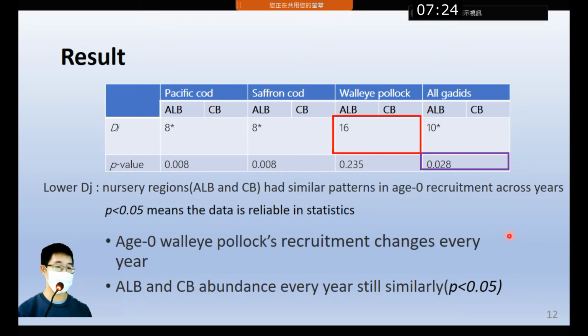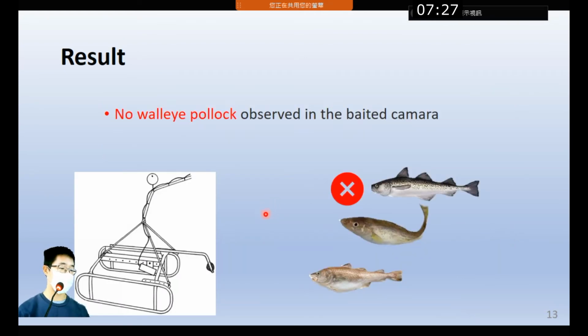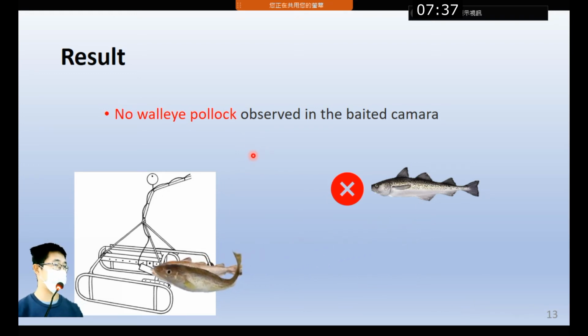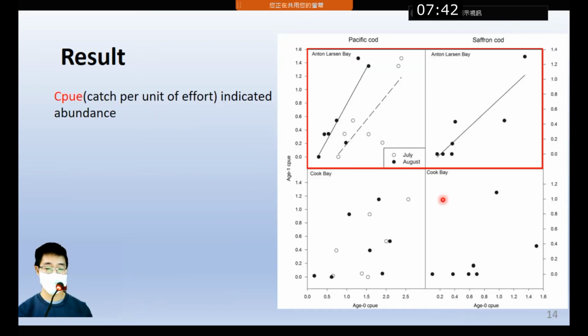Except the walleye pollock. In the baited camera result, we didn't observe any walleye pollock in the baited camera, so we will miss it. And in this figure, the x-axis is the H0 CPUE, and the y-axis is the H1 CPUE. So it compares the H0 and the H1 abundance.